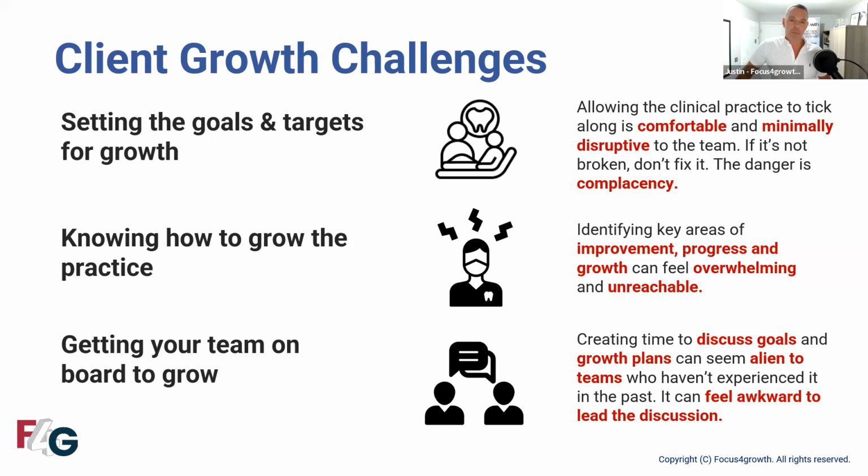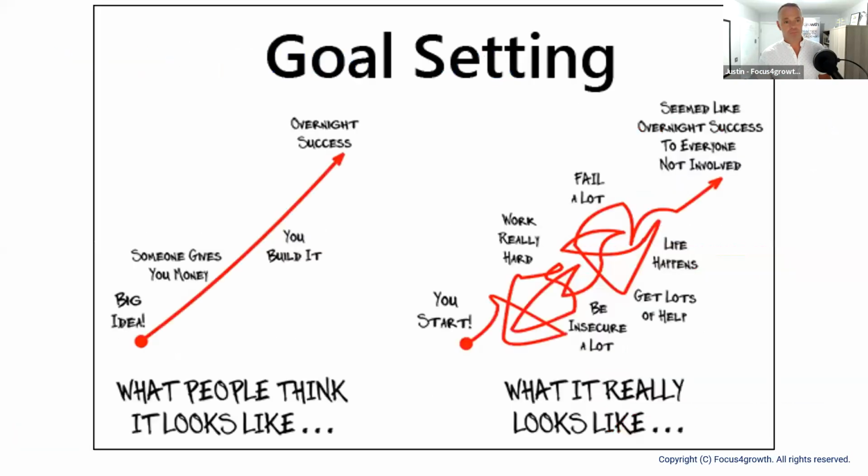And then getting your team on board to grow, that's really important. But a lot of the time, the communication we have with our teams is quite functional. It's about what's going on day to day, what's happening right in front of us. Breaking that cycle and creating some time to talk about, okay, we've got some growth plans for the practice, we want to think about things differently, can seem a bit alien, not only for the team but also for us as leaders. You can think, how do I instigate that conversation? How do I make a change to what we've been doing for a period of time? We'll talk about some of the things we can do to address that today.